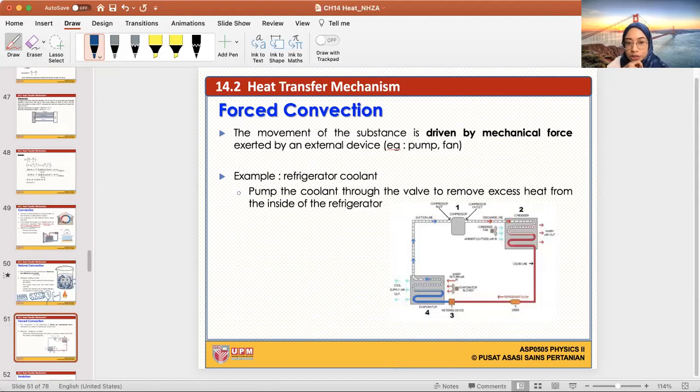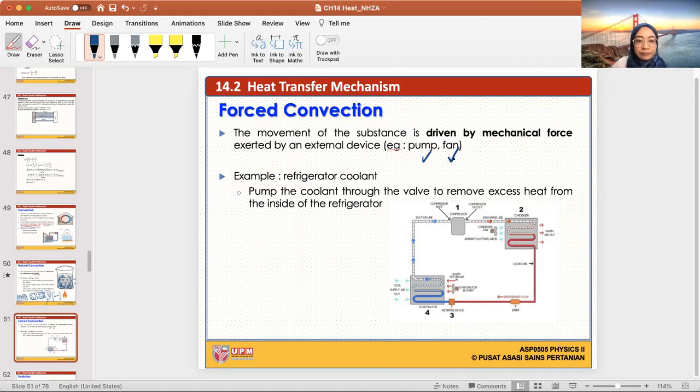And then we are talking about forced convection. This is the movement of substance. It's driven by a mechanical force. Tadi, it was by difference in density. When you give heat, there's a difference in density, they move. Right, this one, dia move by a mechanical force. Maksudnya dia paksa. Paksa by mechanical force. Mechanical force lah. Contohnya, exerted by an external device such as a pump or fan.